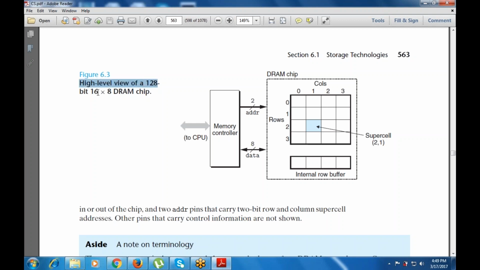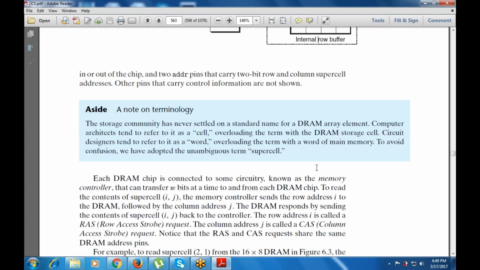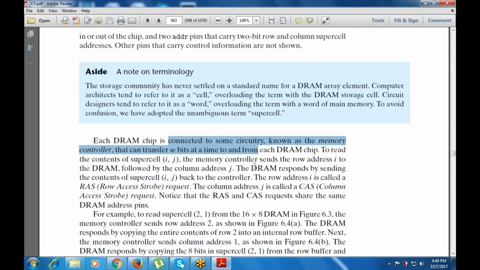This is the high-level view of a 128-bit, 16 by 8 DRAM chip. This shows the CPU, memory controller, address and data lines, and the DRAM chip with its columns, rows, and internal row buffer. Each DRAM chip is connected to circuitry known as a memory controller, which transfers w bits at a time to and from each DRAM chip.